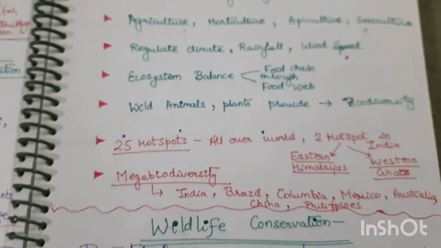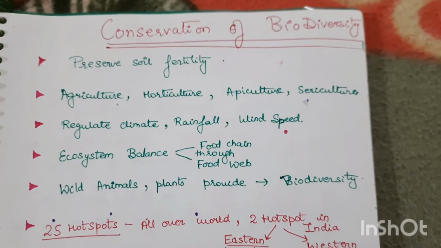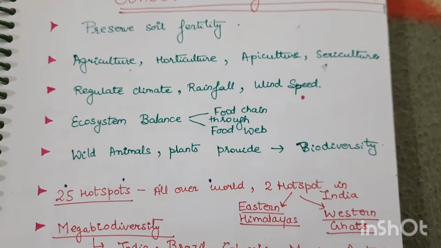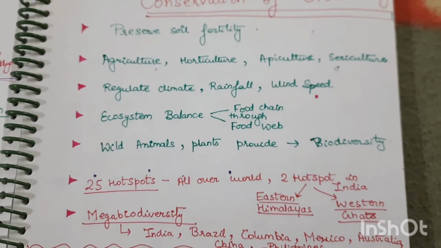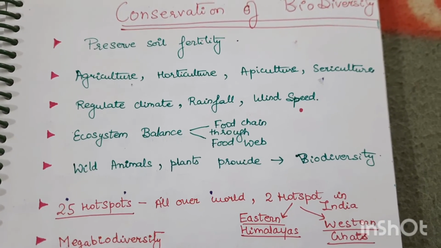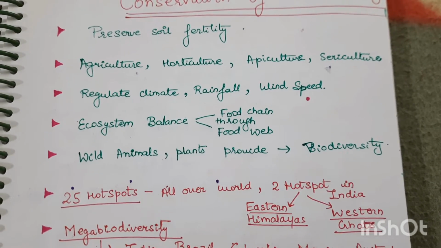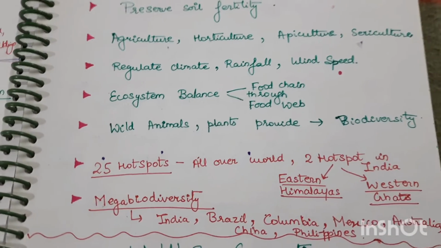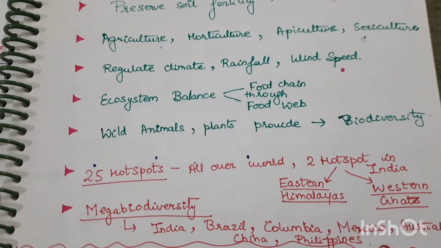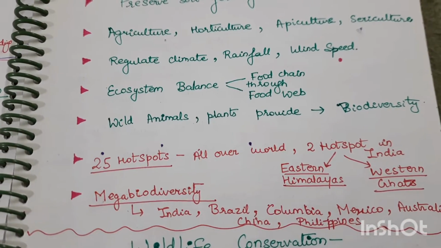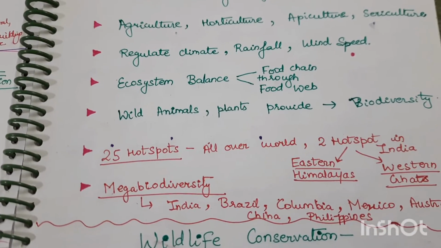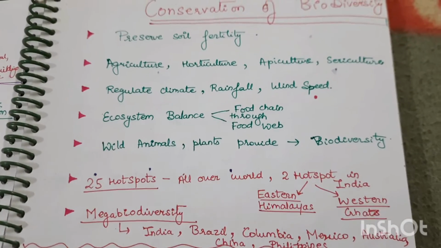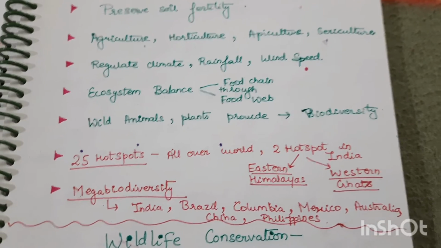Now, conservation of biodiversity. Conservation of biodiversity is preserving the soil fertility, agriculture, horticulture, apiculture, sericulture, and regulating the climate, rainfall, wind speed. Ecosystem balance is through the food web and food chain. The wild animals and plants provide biodiversity. There are 25 hotspots all over the world and 2 hotspots in India. These are the Eastern Himalaya and the Western Ghats. The mega biodiversity countries are India, Brazil, Colombia, Mexico, Australia, China, and Philippines. So these are the conservation of biodiversity, the 25 hotspots and mega biodiversity.